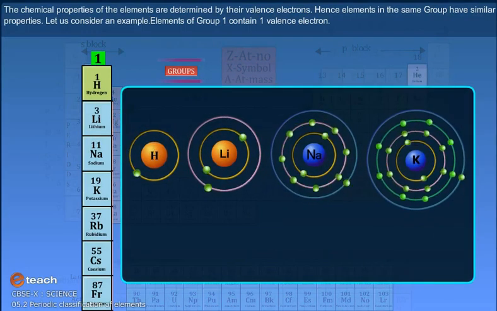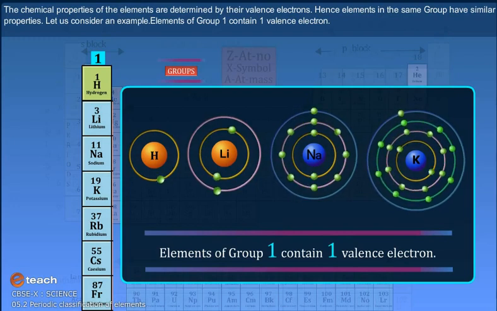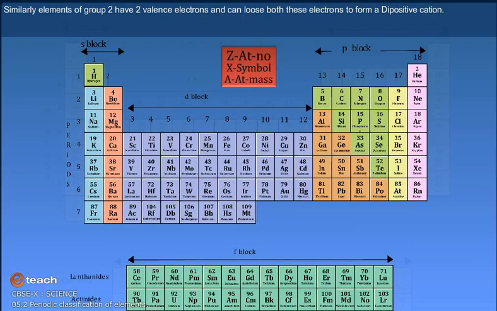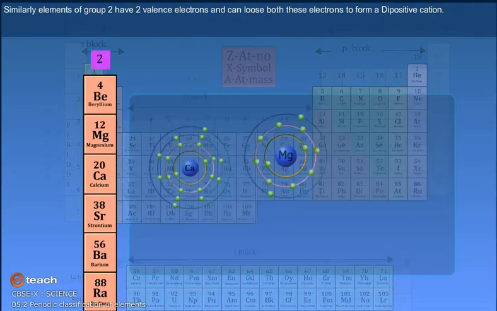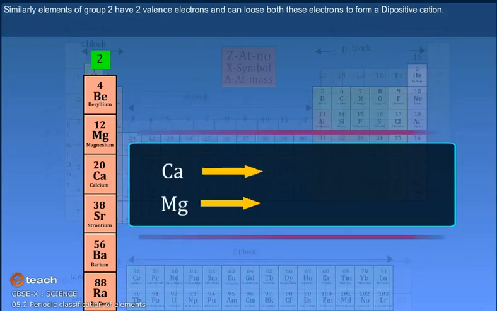Let us consider an example. Elements of group 1 contain 1 valence electron. These elements can easily lose this electron to form a positively charged cation, such as sodium and potassium. Similarly, elements of group 2 have 2 valence electrons and can lose both these electrons to form a dipositive cation. Example: calcium and magnesium.